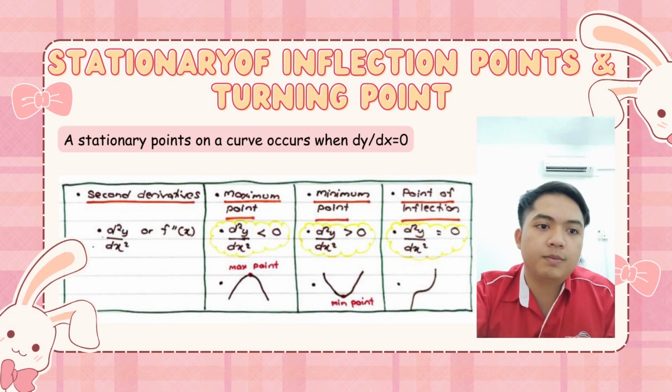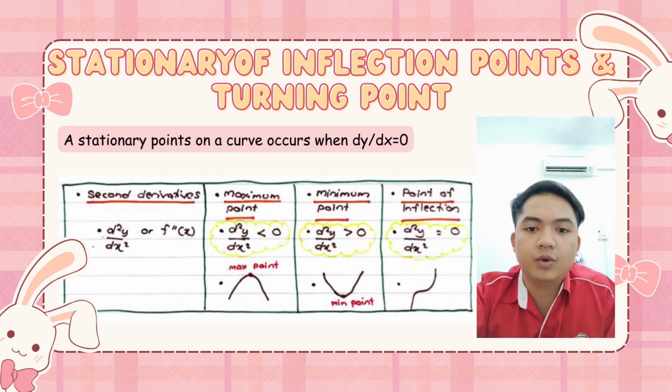For the next, I want to explain about stationary point and turning point. A stationary point on a curve occurs when dy over dx equals 0. There are three types of stationary point. The first one is the maximum point, the second one is the minimum point, and the last one is the point of inflection. This is some examples of the drawing of the graph for maximum point, minimum point, and point of inflection.